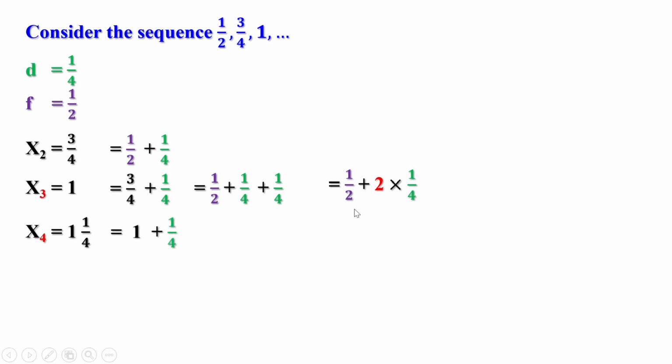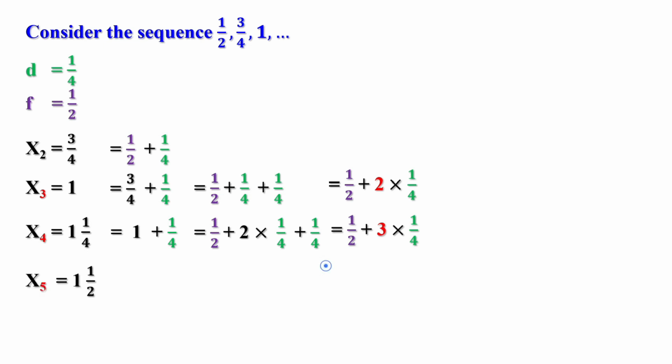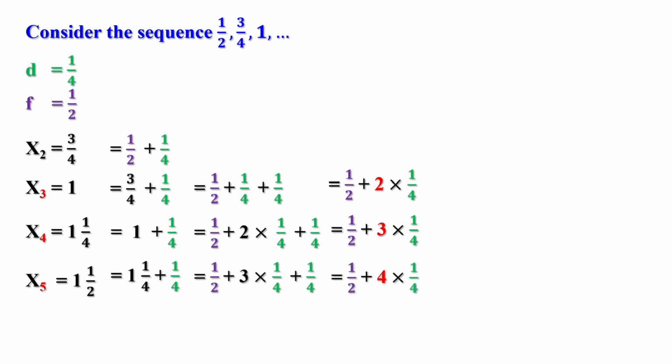That is 3 by 4 plus 1 by 4, or 1 by 2 plus 2 times 1 by 4. And the fourth term is 1 plus 1 by 4. And we have already seen that 1 is half plus 2 times 1 by 4. So it can be written as half plus 2 times 1 by 4 plus 1 by 4, or that is half plus 3 times 1 by 4. Now similarly you can see the fifth term is half plus 4 times 1 by 4.